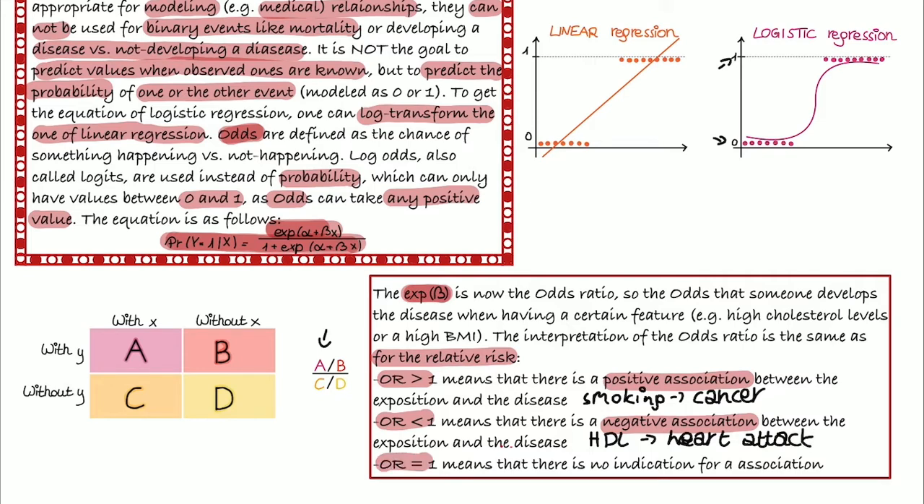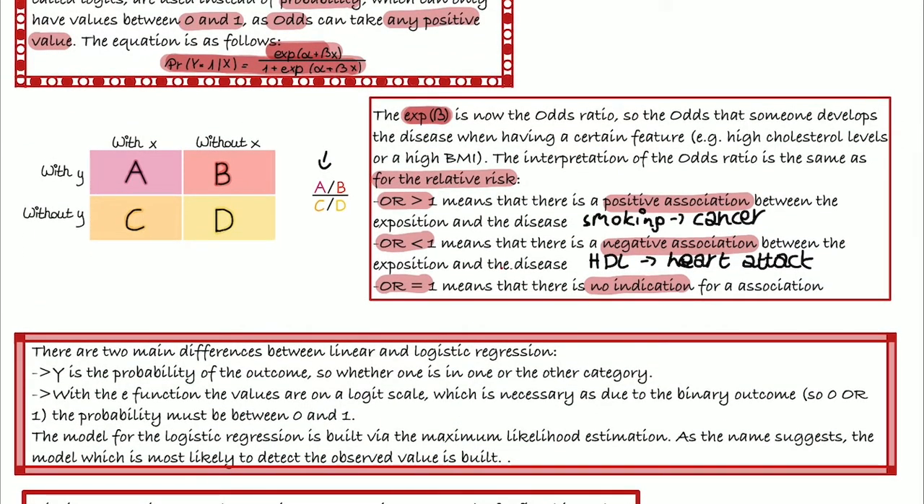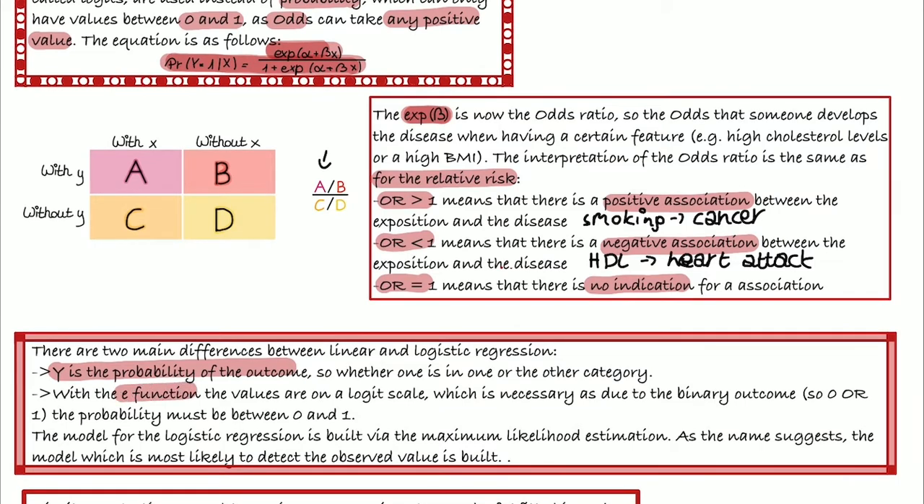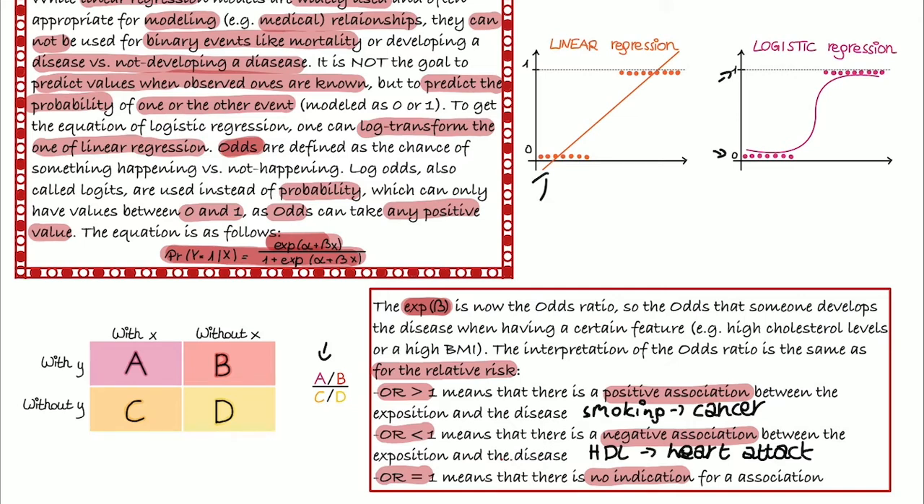We've got two main differences between linear and logistic regression. So the first one, we've already talked about that, is that y now is the probability of the outcome. So we've just got two categories, and no, in linear regression we've got two continuous variables. Secondly, now we've got an e function. And because of the e function, the values are on a logit scale. And this is necessary as we need this binary outcome, so that the values really just take 0 and 1. As you can see in the drawing, if you just have a line, the values can be below 0 or above 1. And this is not what we want.